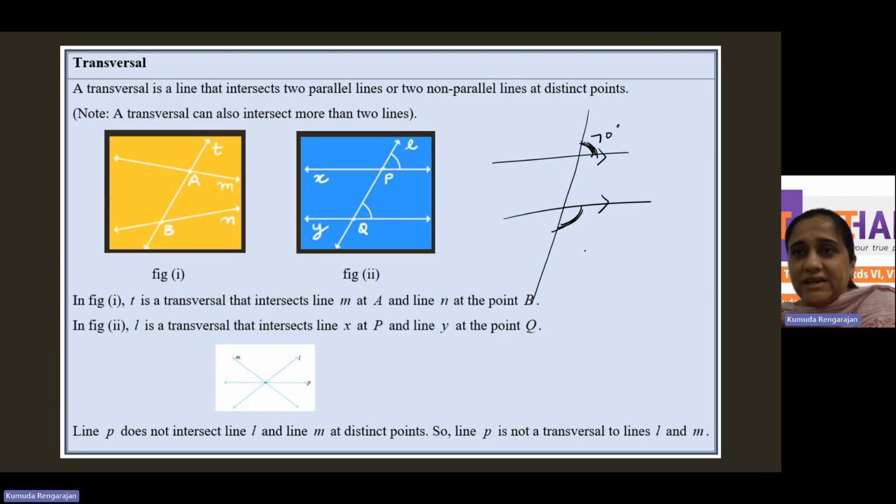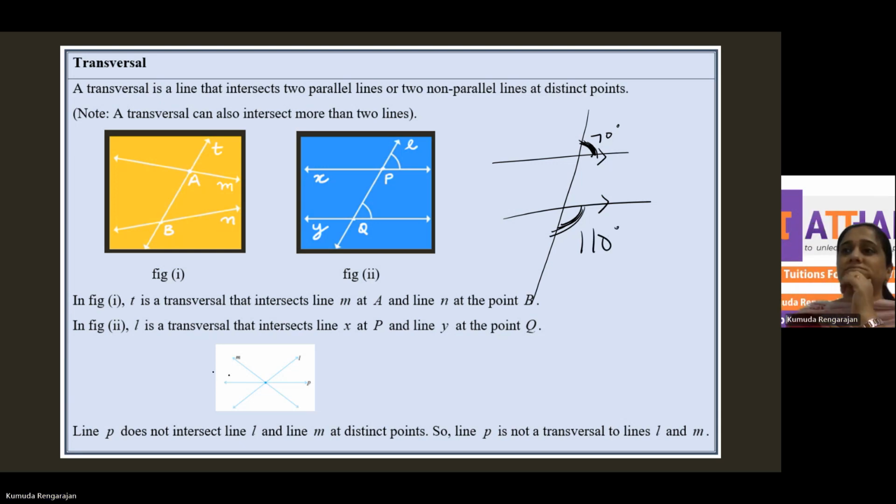If this is 70 degrees, because the lines are parallel, this angle plus this angle will be 180. So if this is 70, this will be 110. Because it is given that the lines are parallel, co-exterior angles will be supplementary. So if one angle is 70 degrees, the other one will be 180 minus 70, which is 110.